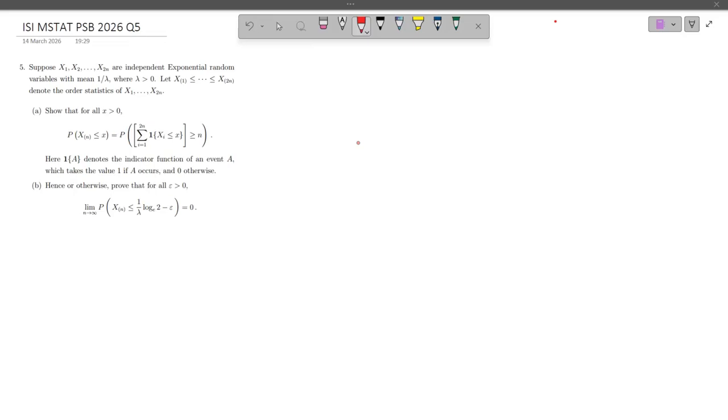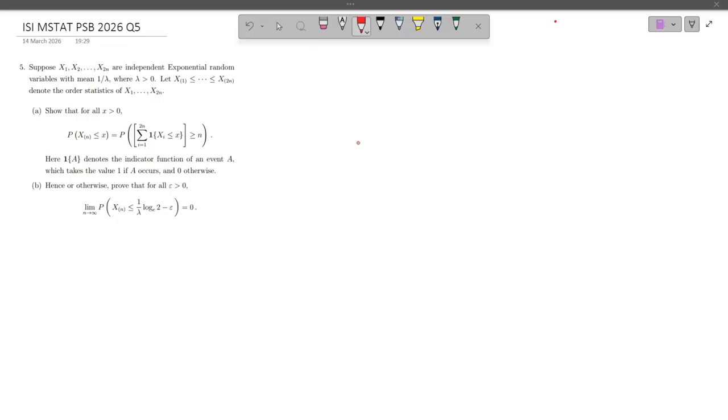So X(1) is the minimum, X(2n) is the maximum, and X(n) in the middle is the median. Then we have to show that for all x positive, the probability that the nth order statistic X(n) ≤ x equals the probability that the summation over i = 1 to 2n of the indicator of Xi ≤ x is greater than or equal to n, where indicator A denotes the indicator function of an event A, which takes value 1 if A occurs and 0 otherwise. There is a part B also; I am coming to it later.